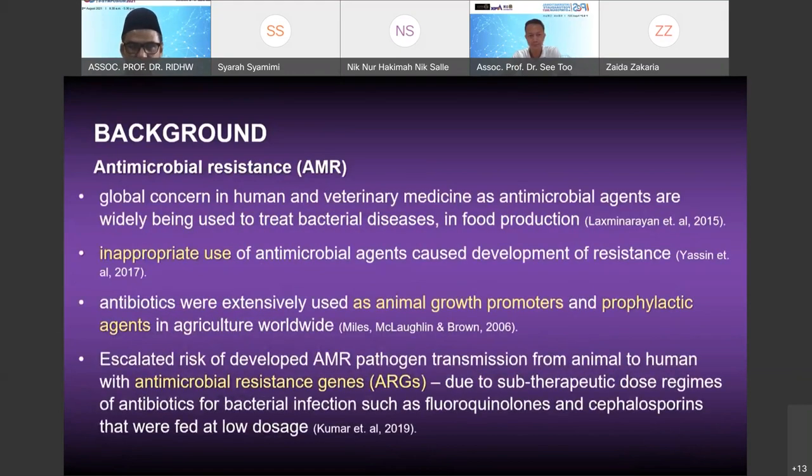Antimicrobial resistance, or AMR, is a global concern in human and veterinary medicine, as antimicrobial agents are widely used to treat bacterial disease in food production. Inappropriate use of antimicrobial agents and extensive use of animal growth promoters and prophylactic agents in agricultural sectors have been causing the development of resistance. The risk of AMR pathogen transmission from animal to human is escalated by subtherapeutic dose regimes of antibiotics for bacterial infection, such as fluoroquinolones and cephalosporins that affect at low dosage.